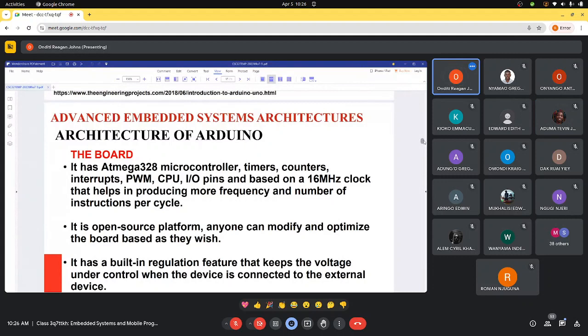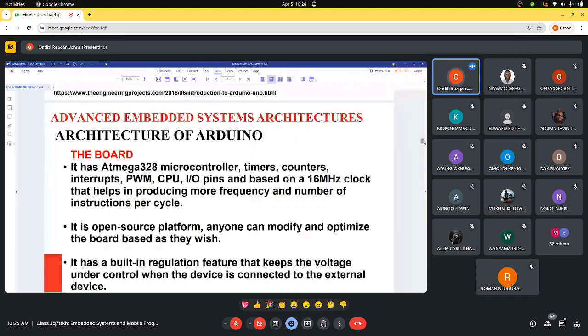Okay. Any further question? I'll go a bit on the board and then I think we'll break. So it has the ATmega328 microcontroller. We've seen it has a timer. We've seen it has a counter and it also has an interrupt.